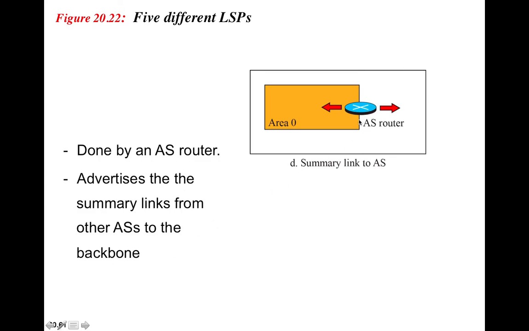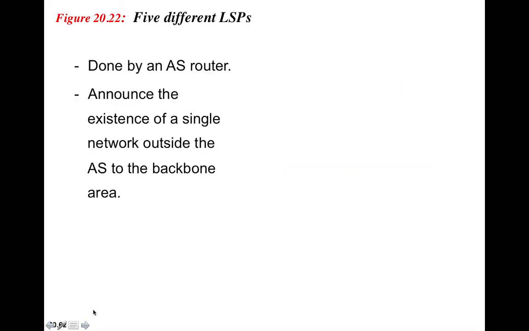We also have, as we saw last time, an autonomous system boundary router that is responsible to exchange information with other autonomous systems. So you've got the information flowing from here to here and from here to here, exchanged, right? So this is another type of LSP required for this.